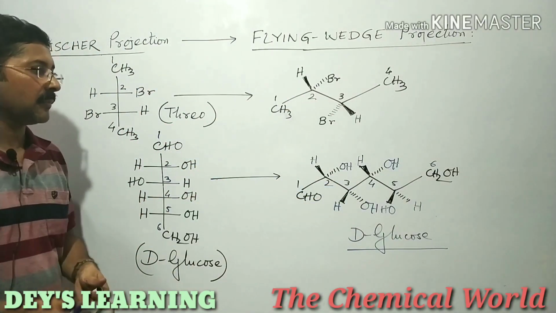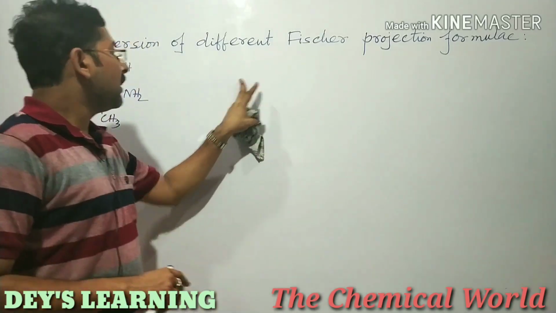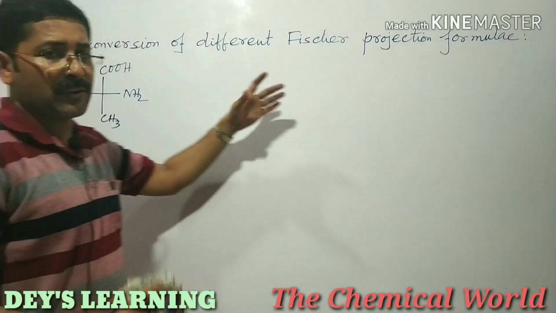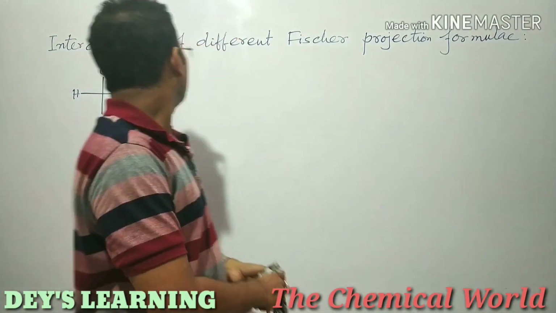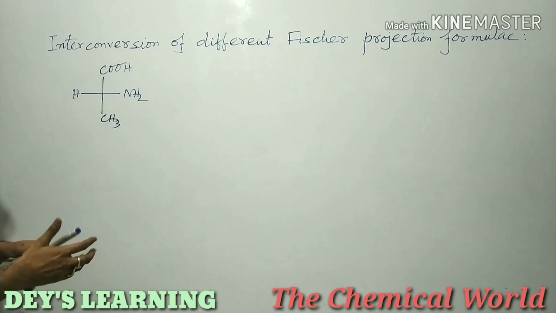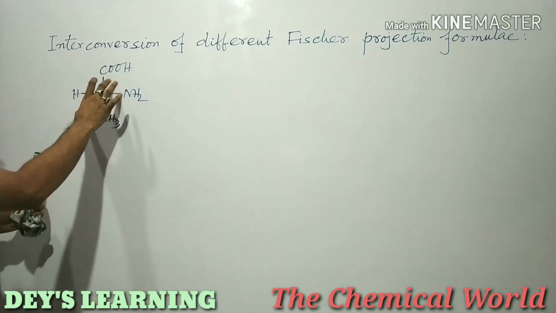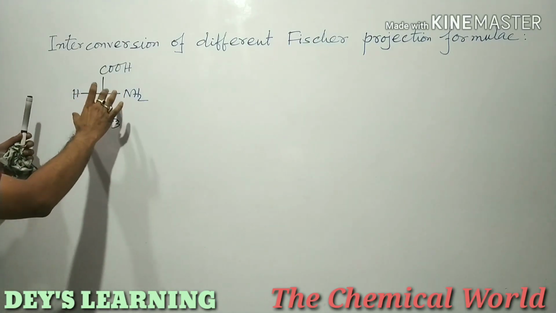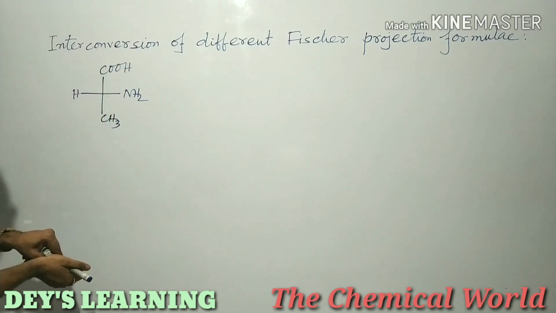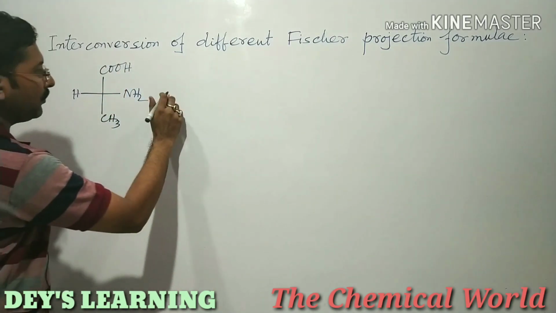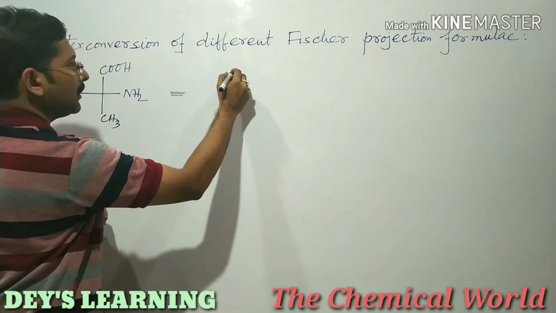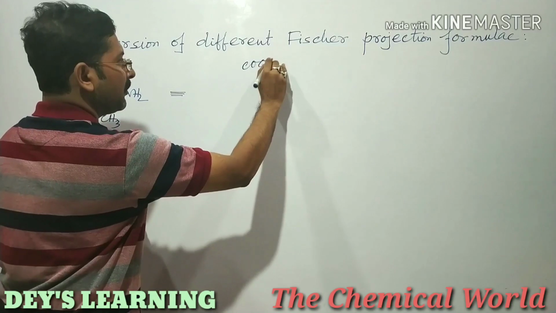Okay, here we consider another aspect of Fischer projection formula, the interconversion of different Fischer projection formulas. Look at here, this is the amino acid alanine. It is represented in one of the Fischer projection formulas. Now, how can we convert this one to another Fischer projection formula?